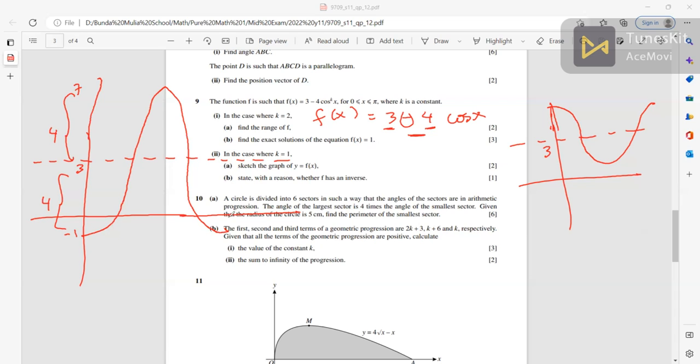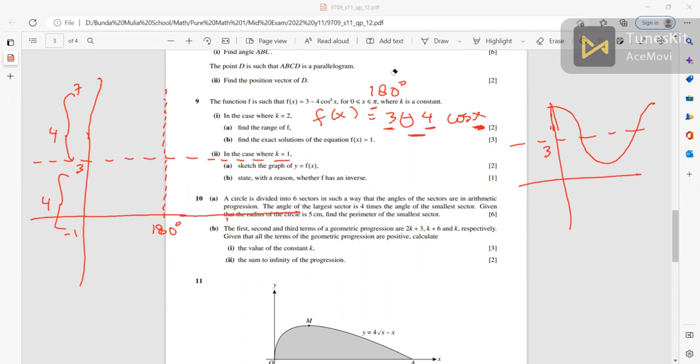And here we can get the period. Because there is no coefficient in the x, the period will be 360 degrees. But here our limit is only until pi, so 180 degrees. So we only take half of it, which is 180 degrees.